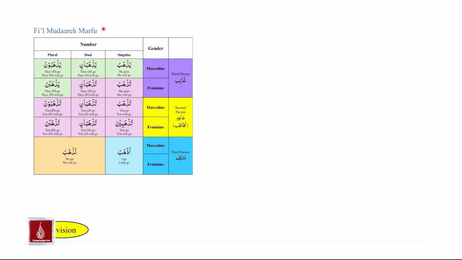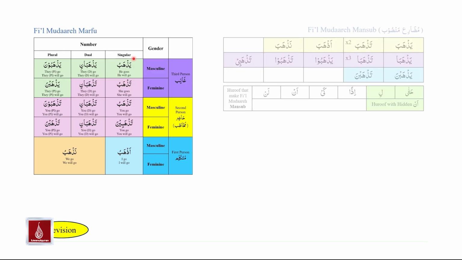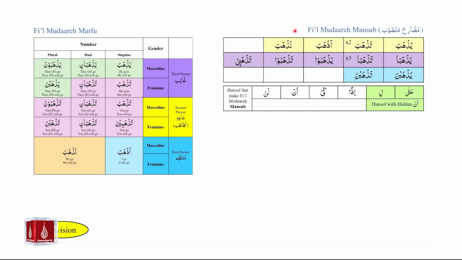Here is our table of fi'il mudare in the marfu form. The table starts with yazhabu, yazhabu, yazhabani, yazhabuna. Tazhabu, tazhabani, yazhabna. Tazhabu, tazhabani, tazhabuna, tazhabina, tazhabani, tazhabna. Azhabu, nazhabu. We studied how to convert this table from marfu form of fi'il mudare to fi'il mudare mansoob.